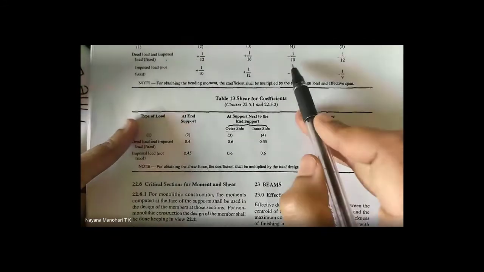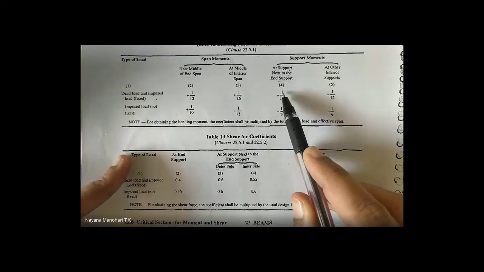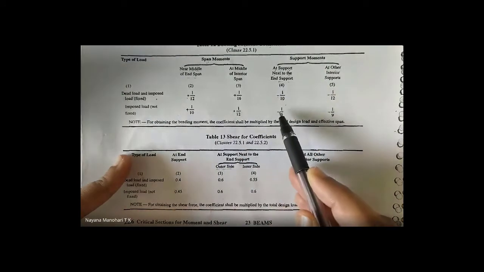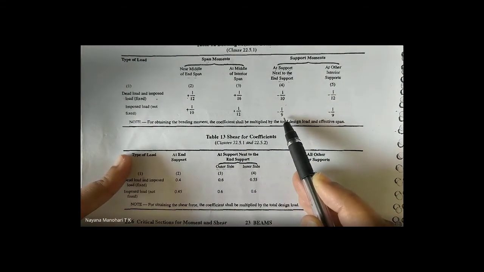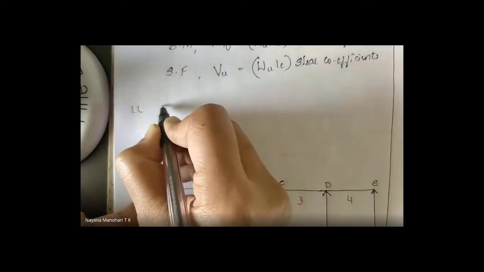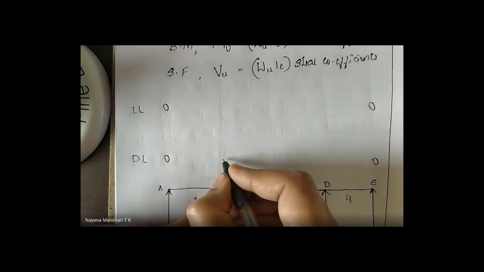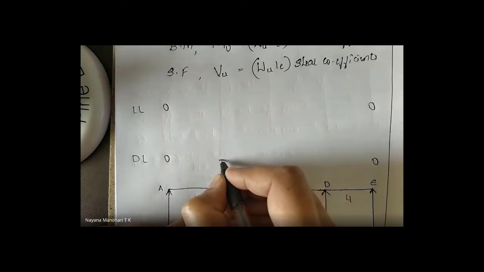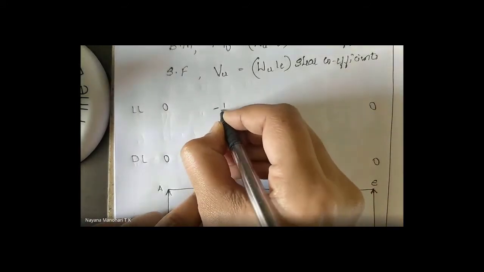At this B as well as D, that is the support moment, the bending moment coefficient is what? Minus 1 by 10 for the dead load. For the live load, it is minus 1 by 9. Similarly, at the end support, the moment will be 0, for both the dead load and the live load. At the support next to the end support, the bending moment coefficient for the dead load is minus 1 by 10. For the live load, it is minus 1 by 9.